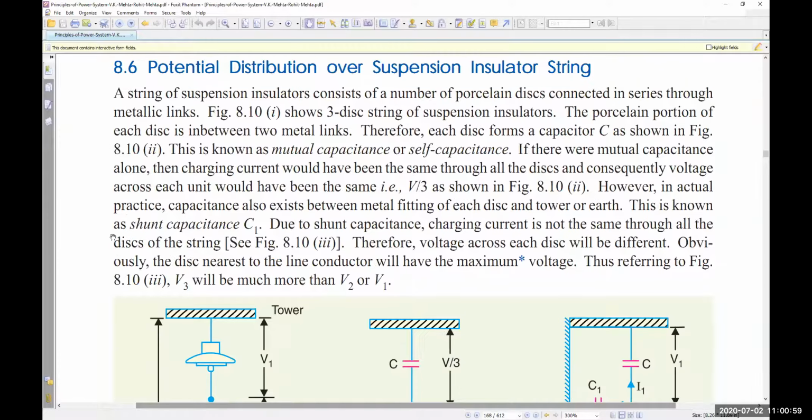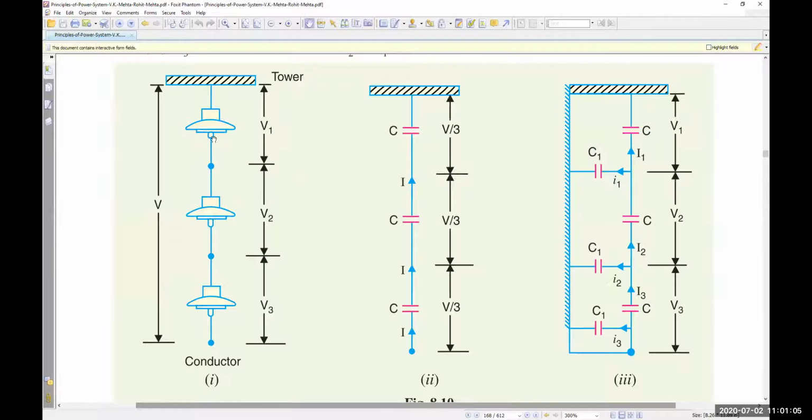Now, the potential distribution over a suspension insulator string. Potential distribution means the voltage distribution. I told you previously, it should get 11 kilovolt, 11 kilovolt, 11 kilovolt, right? So if the voltage is 33 kilovolt in your conductor, it should get one third, one third, one third, right? But in real cases, is this the case? We will check it out. We will check whether the voltage is 11, 11, and 11 or not, right?